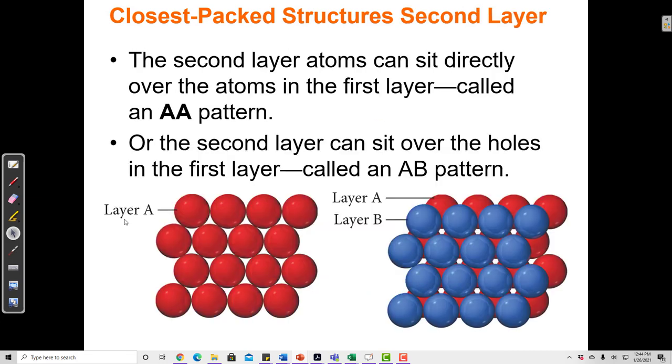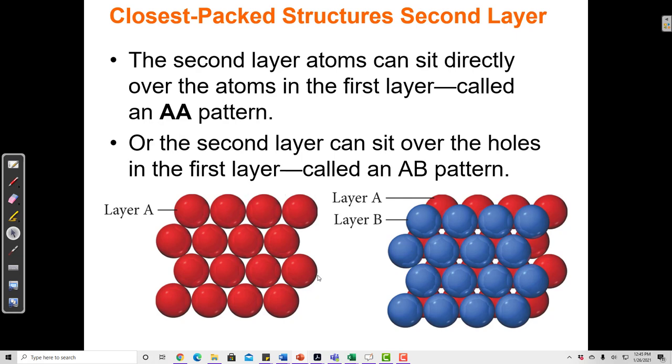So the second layer of atoms can sit directly over the atoms in the first layer, and we call that the AA pattern. Or the second layer of atoms can sit over the holes in the first layer, and we call that the AB pattern. So if they are right on top of each other, then the angles between those atoms are going to be 90 degrees. If the layer B sits in the holes of layer A, then none of these angles are going to be 90 degrees. These lengths will all look like they're all equal, but none of the angles are 90 degrees.